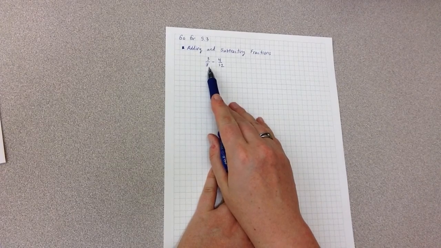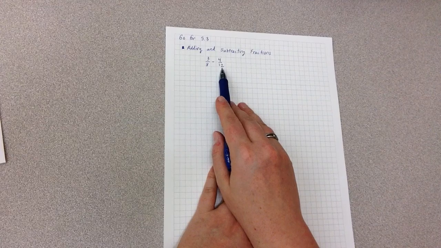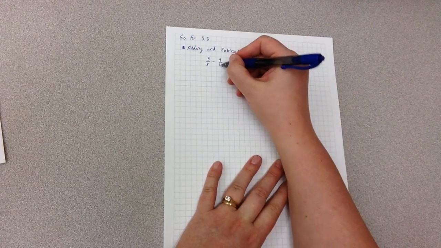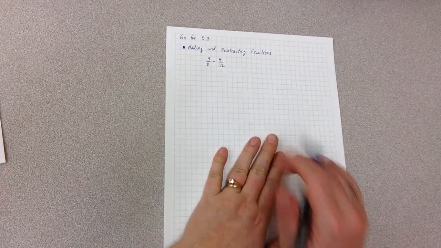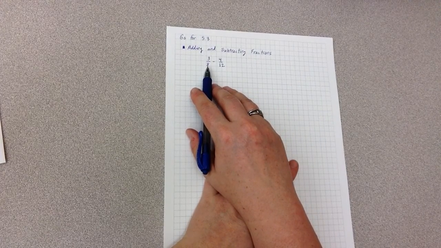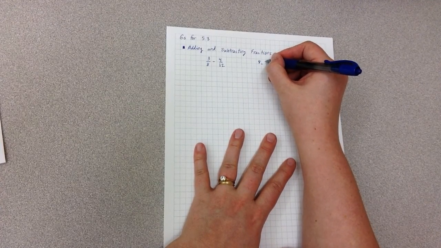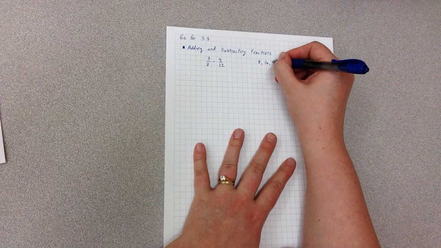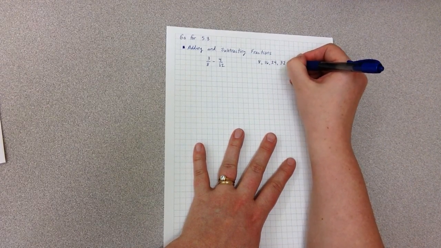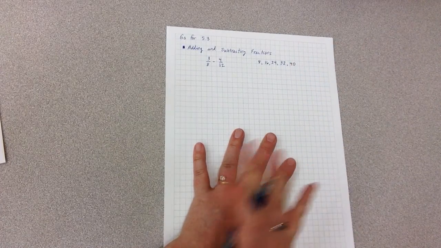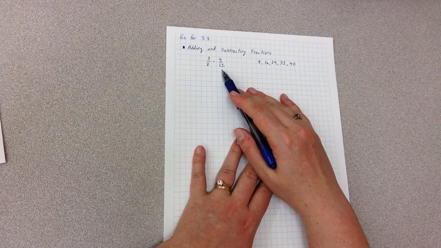Before we can add or subtract fractions, we need the denominators to be the same. So 8 and 12 are not the same number, but we need them to be. In order to find the same number that they should be, we start off by listing all of the multiples of 8, or as many as we need. So 8 times 1, 8 times 2, 8 times 3, 8 times 4, 8 times 5, and we'll stop there and see if something shows up with the multiples of 12.